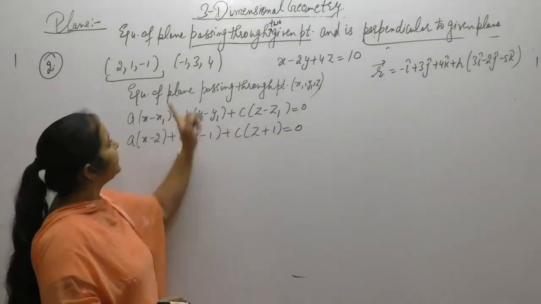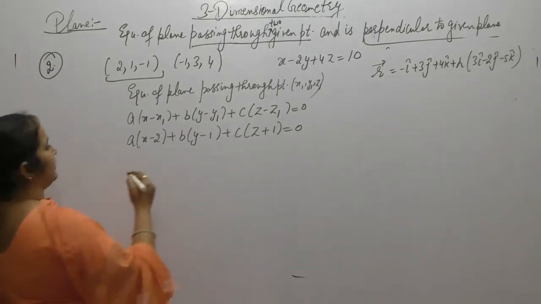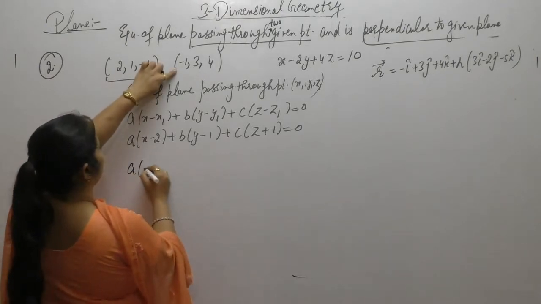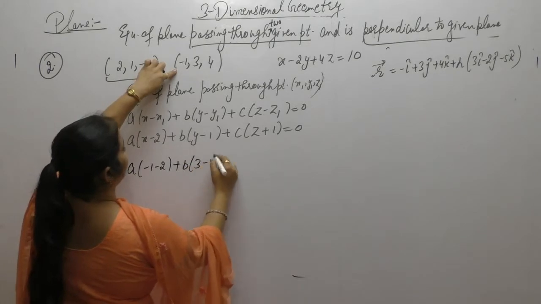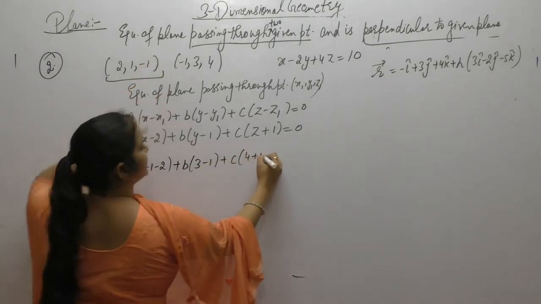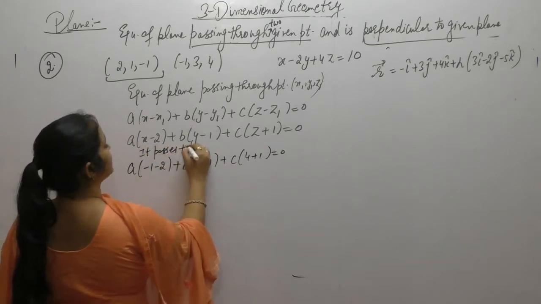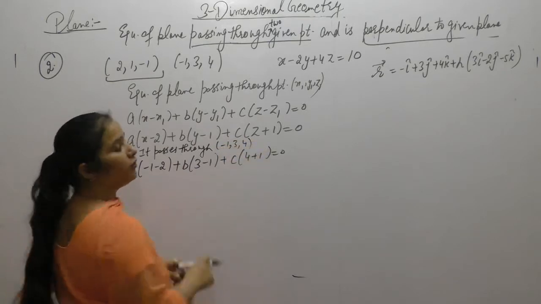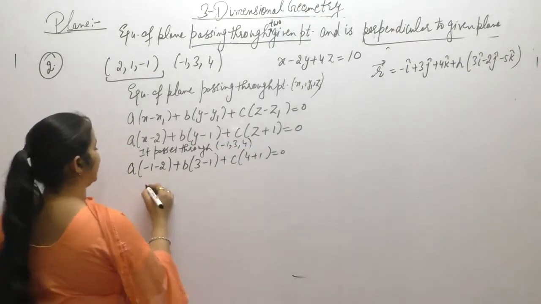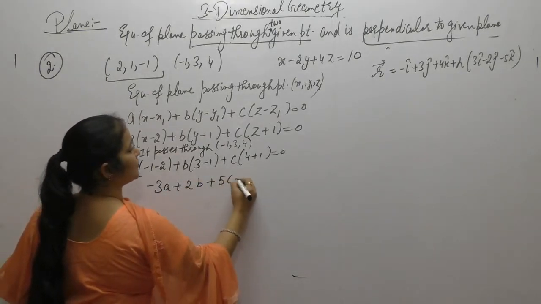Now the equation of plane also passes through the point (-1, 3, 4). So put these values here: x is -1, y is 3 and z is 4. जो प्लेन है इट पासेस थ्रू -1, 3, 4. Now we get the equation -3a + 2b + 5c = 0.